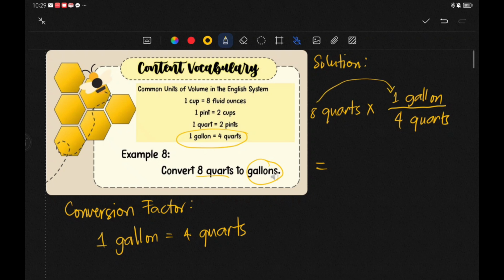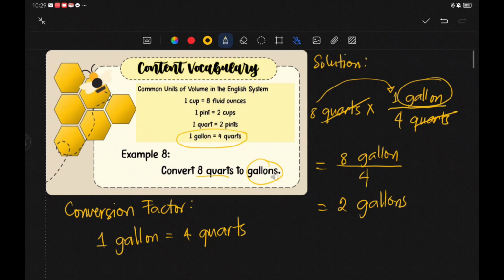8 times 1, that's 8. Cancel out quarts. Gallon is what remains, gallon over 4. 8 divided by 4, that's 2. So our answer is 2 gallons. So 8 quarts is equal to 2 gallons.